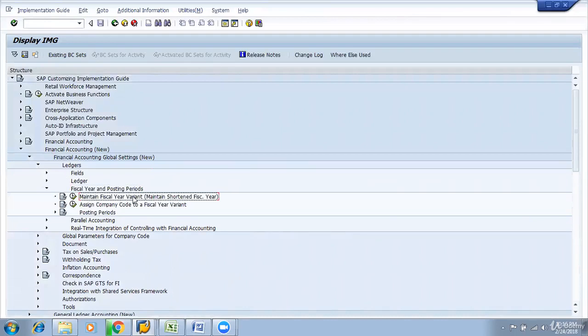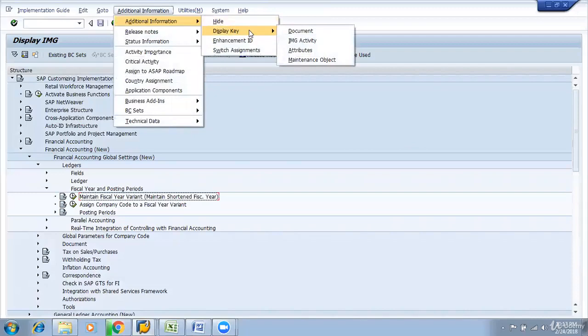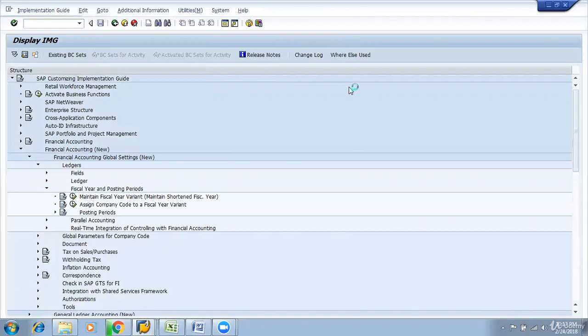What if you wanted to use a T code? As I showed in my earlier video, I'm using it again. Here, go to additional information, display key, and IMG activity. We are doing this activity to see what T code this fiscal year variant has, so that you can use it as a shortcut later on. It's OB29 basically. As I told you, the last four digits are the T code, OB29.